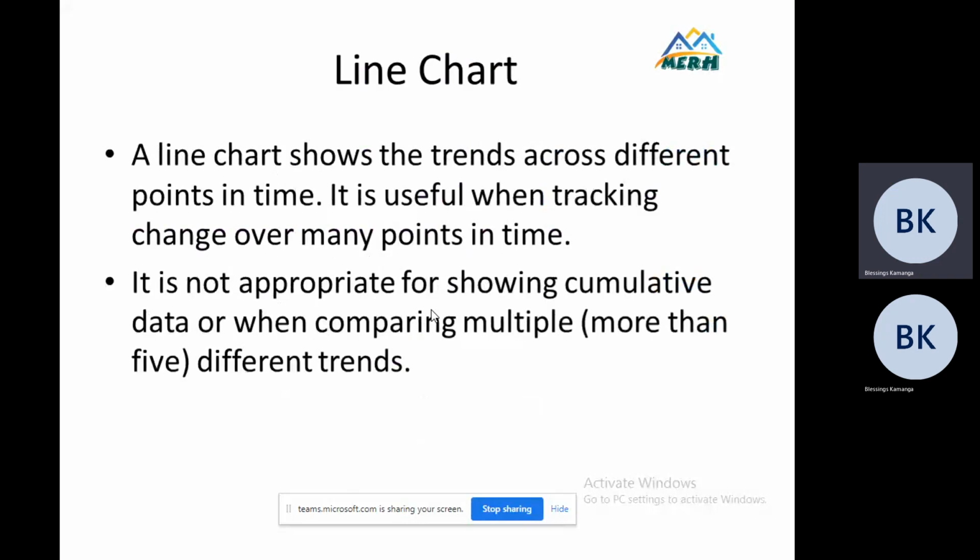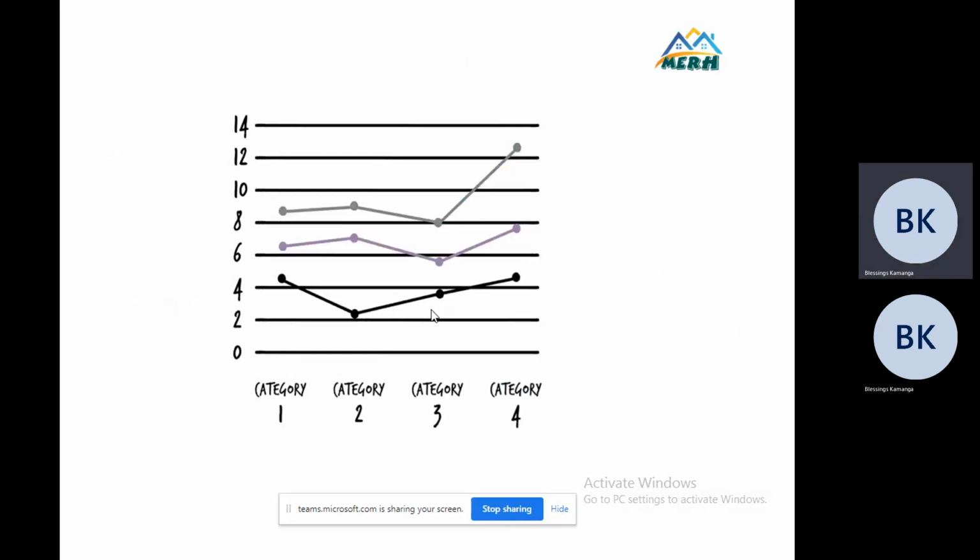So then you have a line chart. A line chart shows the trends across different points in time. It is useful in tracking change over many points in time, and it is not appropriate for showing cumulative data or when comparing too many different trends. The line chart is basically also across points in time, and usually these points in time are connected. However, it's not appropriate for cumulative data. It is very comparative, so you can compare three different phenomena or subcategories of a variable. So as you can see, you have the gray line, the pink line, the black line.